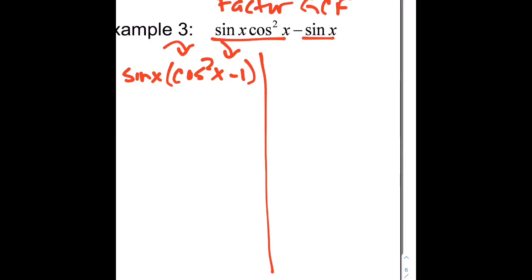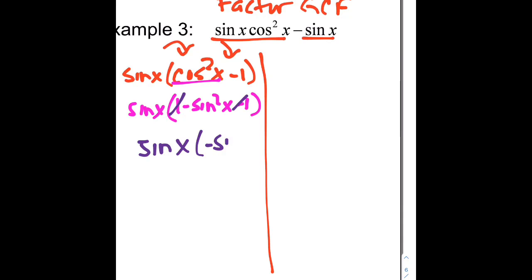All right, well, what do I do from here? Are you done? No, we can do more. The cosine squared of x minus 1, well, I can replace the cosine squared of x with the Pythagorean identity 1 minus sine squared of x. Furthermore, I can simplify. These cancel, and I am left with the sine of x times a negative sine squared x, and I can multiply those to be a negative sine cubed x.